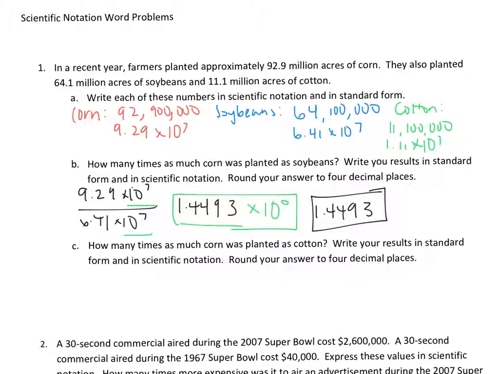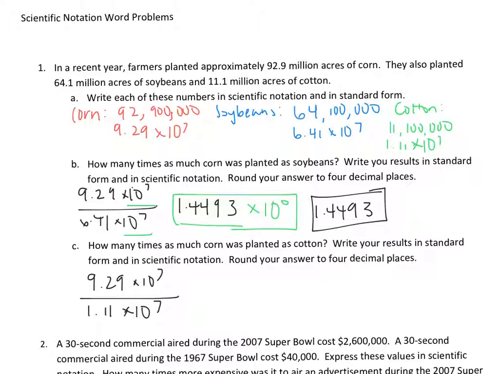Part C says, how many times as much corn was planted as cotton? Write your results in standard form and in scientific notation. Round your answer to 4 decimal places. So how many times as much corn was planted than cotton? I'm going to say 9.29 times 10 to the 7th divided by 1.11 times 10 to the 7th.